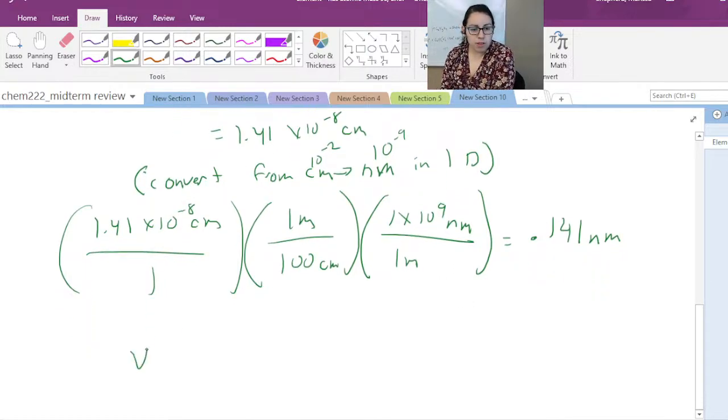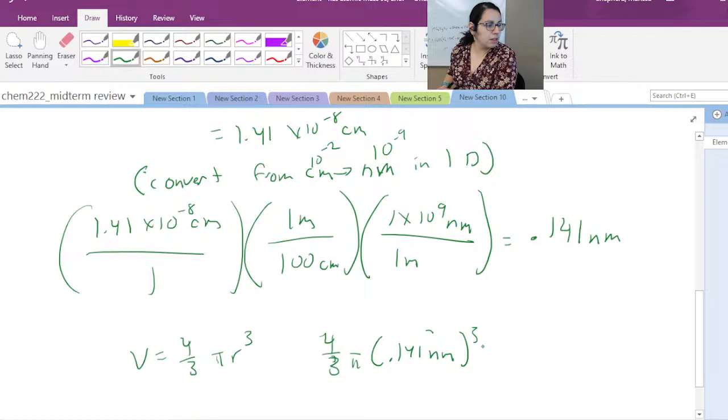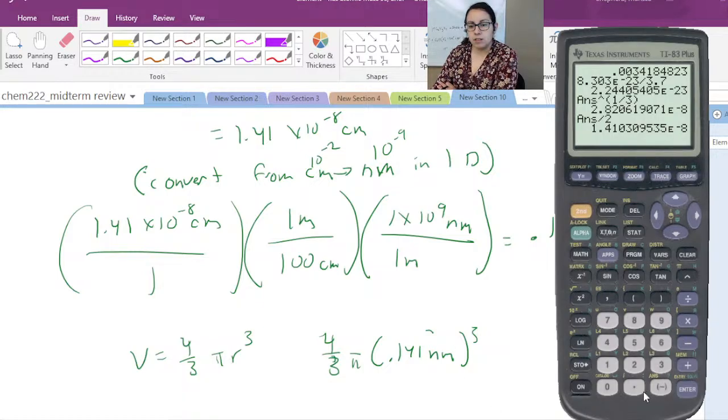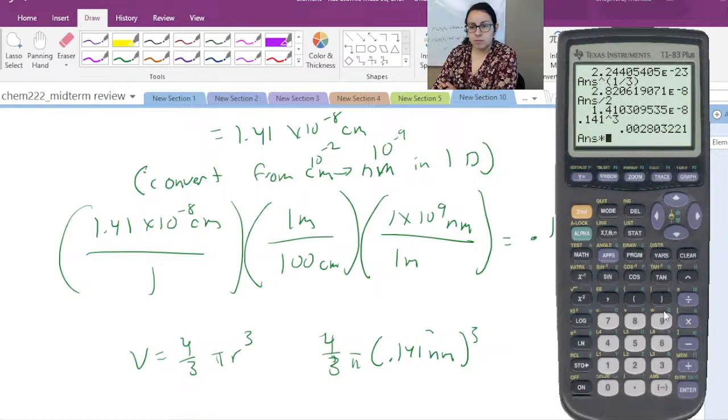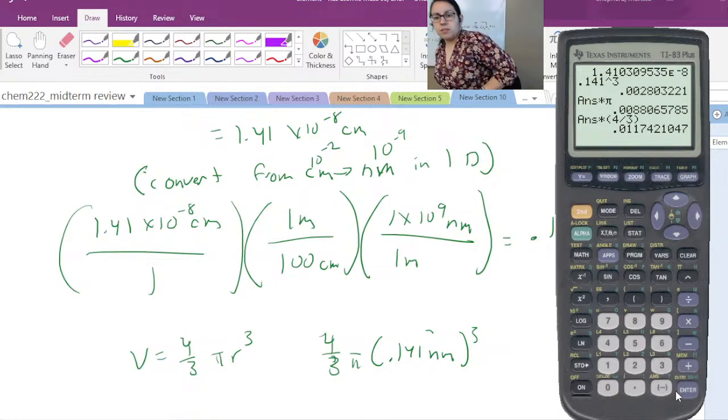And so now we can do our volume. Back to what we were given, volume was 4/3 pi r cubed, and now we're in nanometers cubed. Let me make sure I didn't plug anything in funny. So I get 0.0117 nanometers cubed for the volume of our element X.